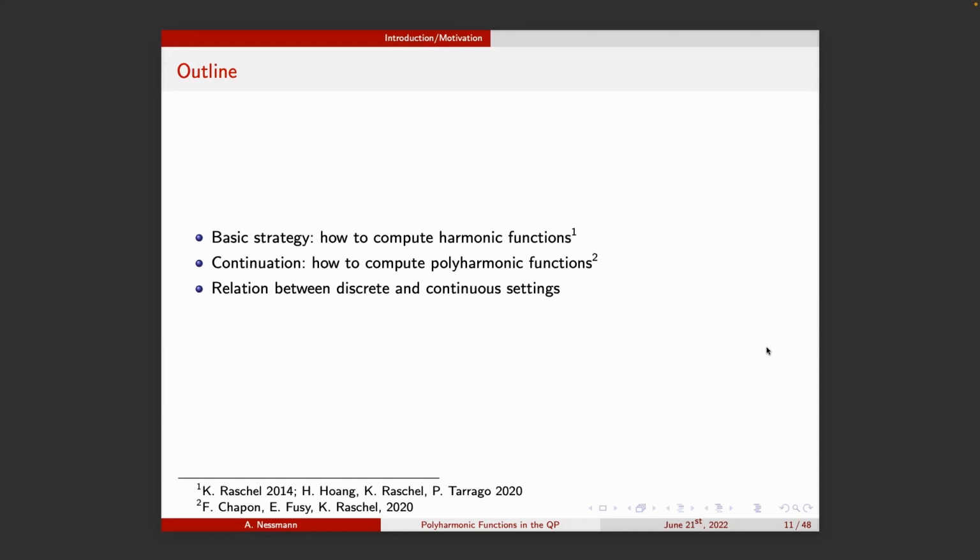And how to compute harmonic functions? This was discussed, for example, in articles by Keegan in 2014 and by Fang, Keegan, and Jeff Double in 2020, for slightly other cases than I'm considering, but the methods are mostly the same. And how to compute polyharmonic functions, the main article will be the one already mentioned from AofA 2020.